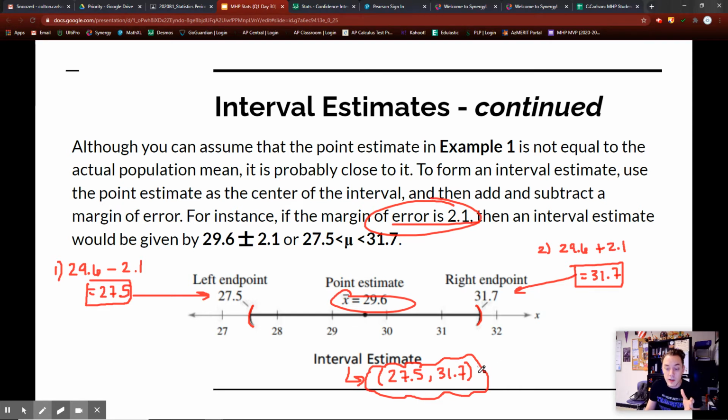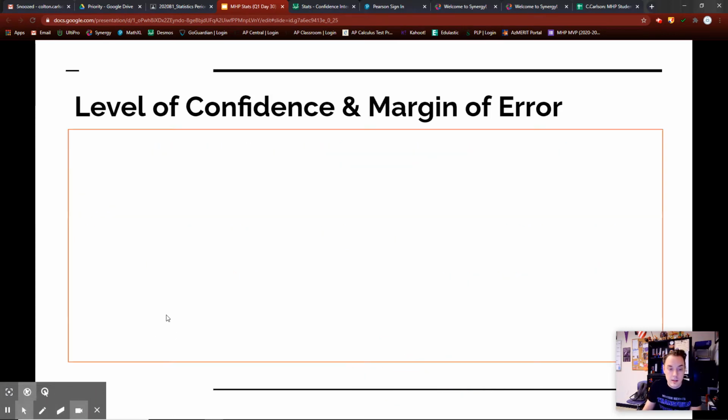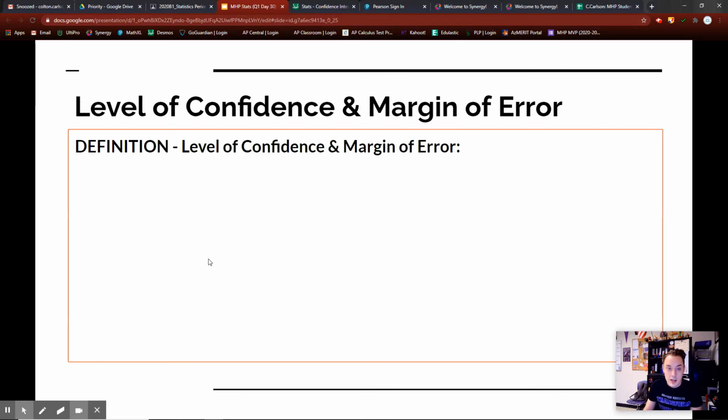All right, this is sort of what we're going to be doing today, constructing these intervals over and over and over again so that we can see how confident we are that our sample lies somewhere perhaps within the population mean. So let's move on. How does this level of confidence, this confidence interval, relate to what we're learning, the interval estimate? Well, the definition: the level of confidence and the margin of error.